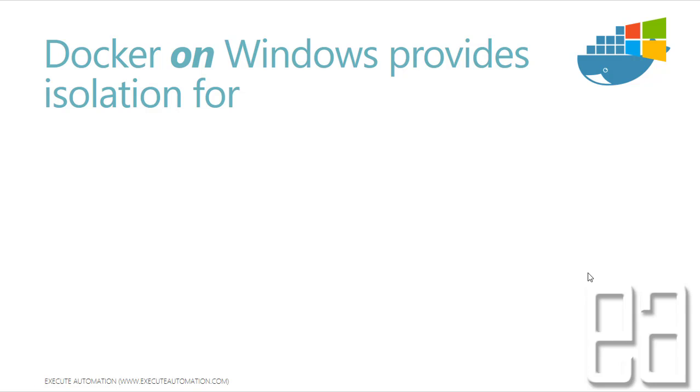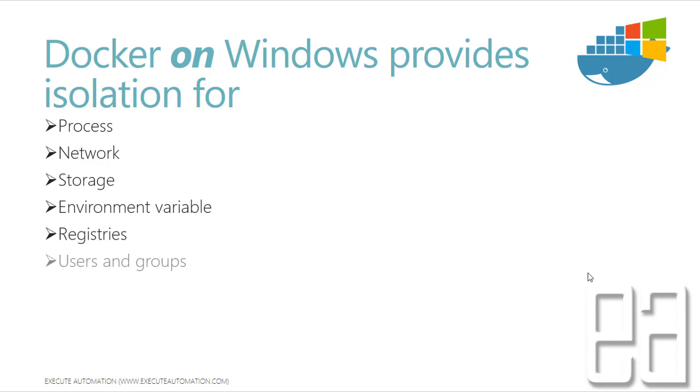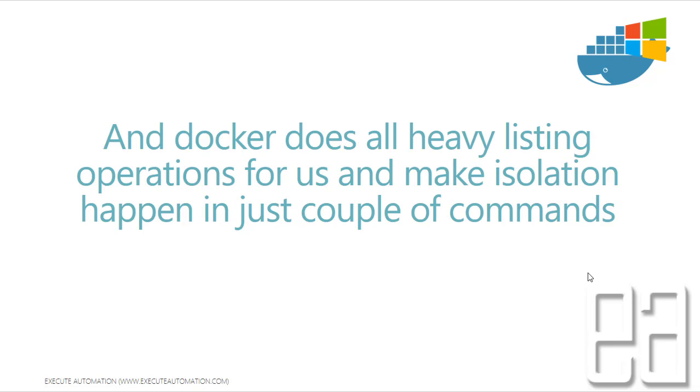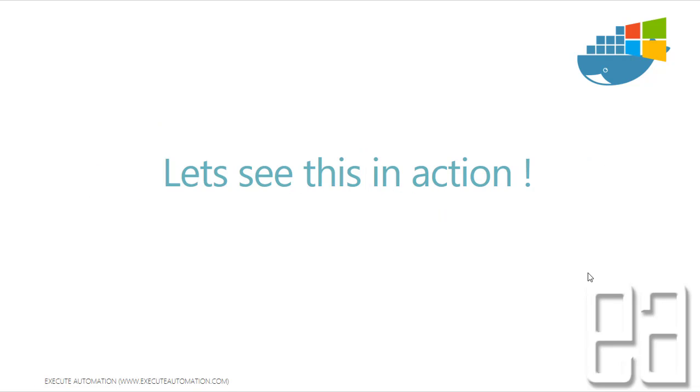Docker on Windows provides isolation for processes, network, storage, environment variables, registries, and users and groups. So it provides isolation for each and every one of these options of the operating system. And that's what we saw in part 9 on file system isolation. Docker does all the heavy lifting for us and makes isolation happen in just a couple of commands. So let's quickly see this in action in our next video.